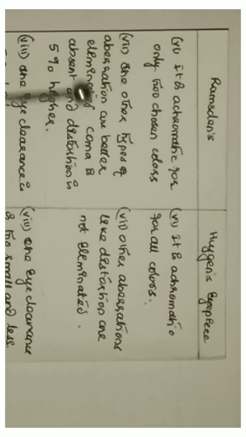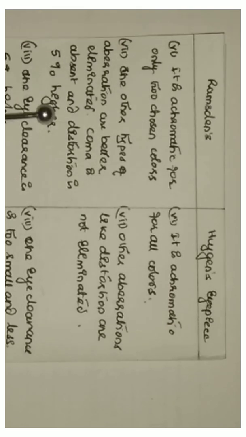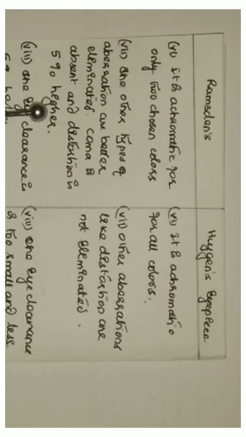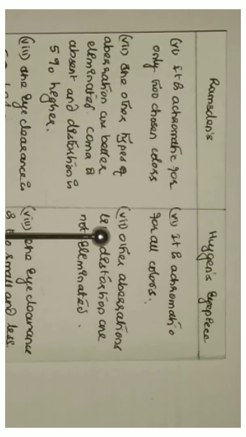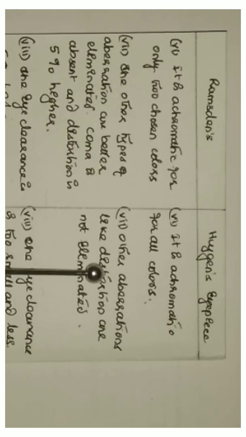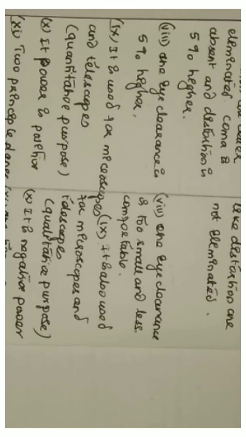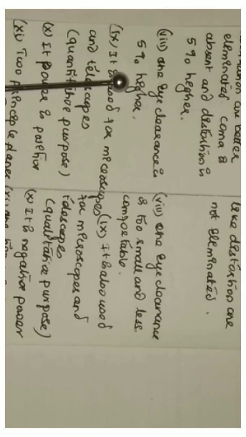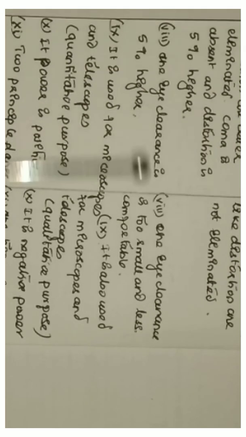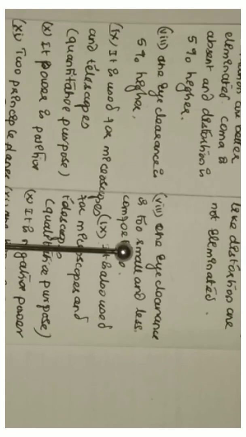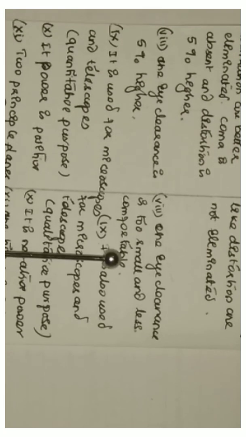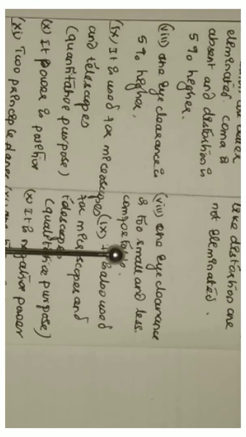That is, coma is absent and distortion is 5% higher in Ramsden's eyepiece. Whereas for Huygens eyepiece, the other aberrations like distortion are not eliminated. The eye clearance is 5% higher in Ramsden's eyepiece. The eye clearance is too small and less comfortable for Huygens eyepiece.